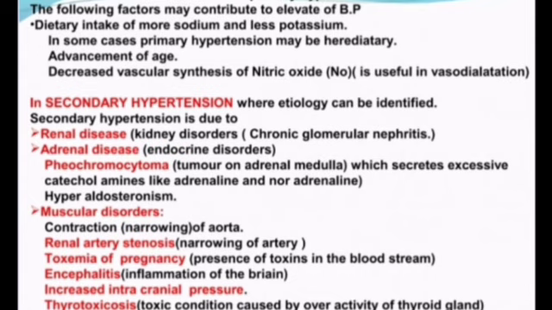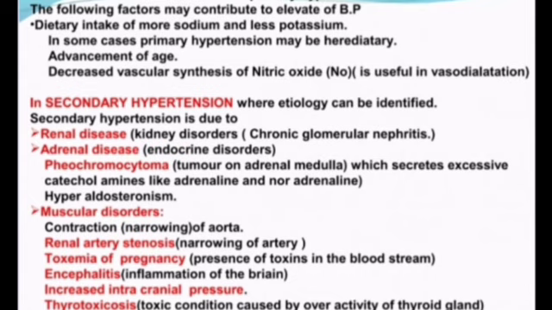On an etiological basis, hypertension is divided into two types: primary and secondary. First, primary hypertension. Its cause is not known. Factors affecting primary hypertension are elevations of BP level, dietary intake of more sodium and less potassium. Second, decrease in vascular synthesis of nitric oxide. Third, in some cases it may be hereditary also. These are the factors in primary hypertension.